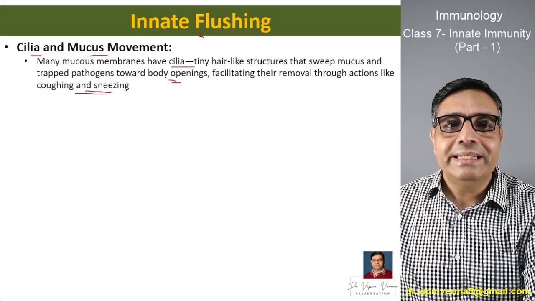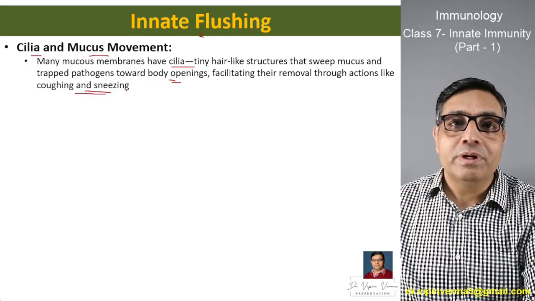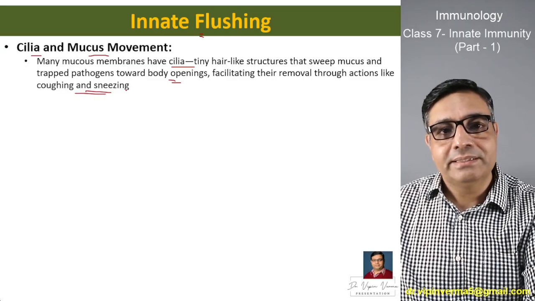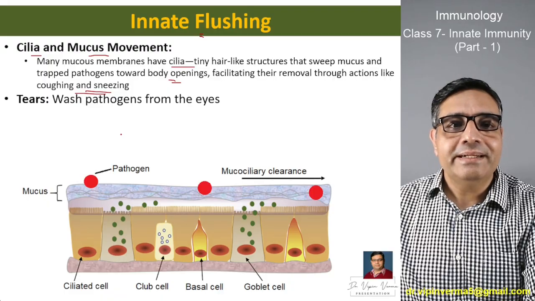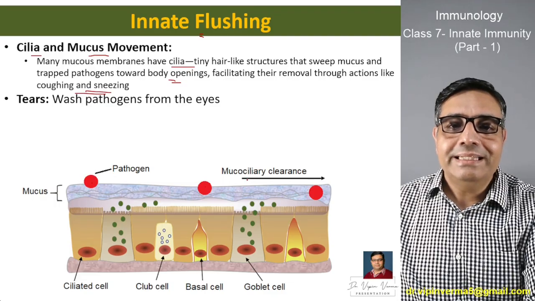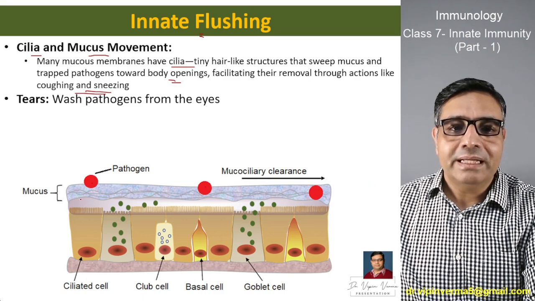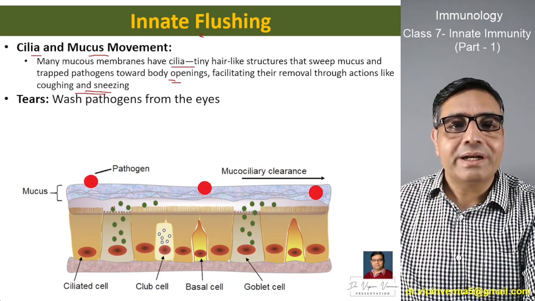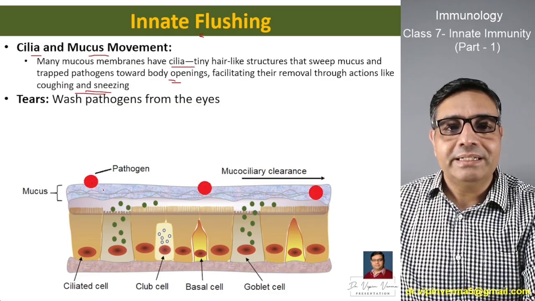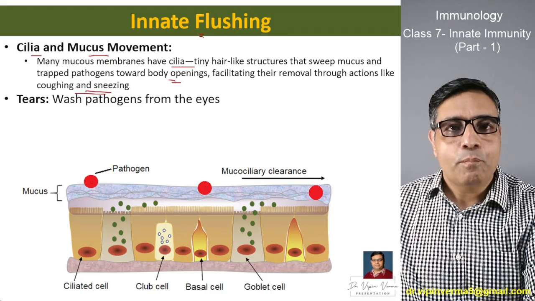They give a flow to the mucus towards the natural openings. Now you can see here that we have the pathogen in red, and then we have the mucociliary clearance in this direction on the right side. Here the mucus is secreted by the underlying tissues or glands, and if the pathogen comes here, through the ciliary movement it is washed away, and slowly it goes outside the body.